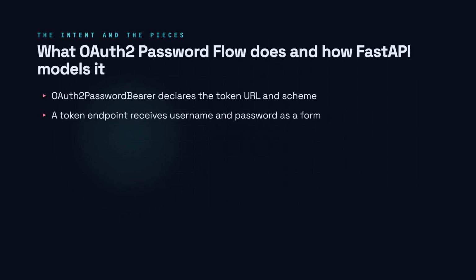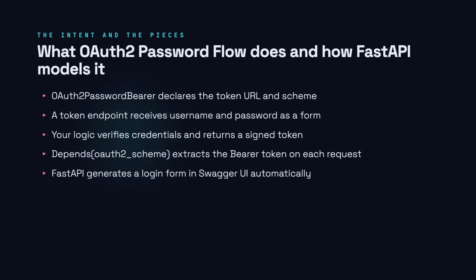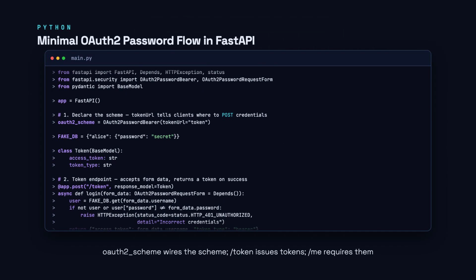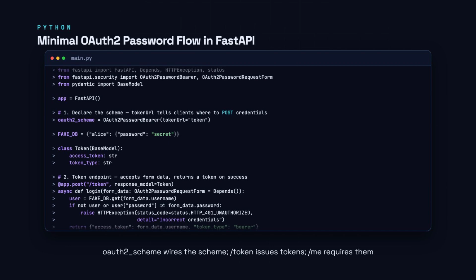FastAPI breaks this flow into clear named pieces. First, OAuth2PasswordBearer is a callable you create once. It tells FastAPI where the token endpoint lives and that requests should carry a bearer token in the authorization header. Second, you write a /token endpoint that accepts an OAuth2PasswordRequestForm, verifies the user, and returns an access token. Third, any protected route declares Depends of your OAuth2 scheme to receive the raw token string, which you then validate.